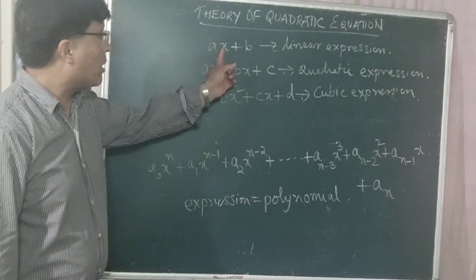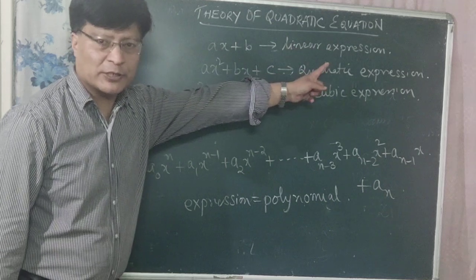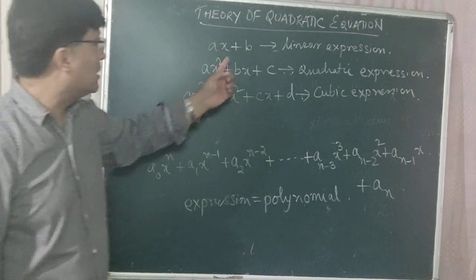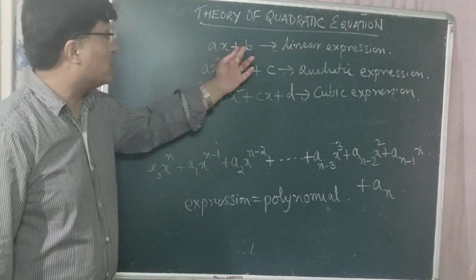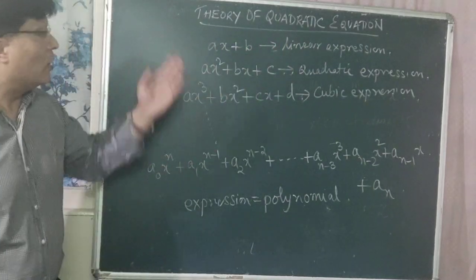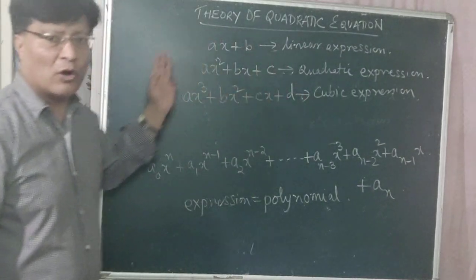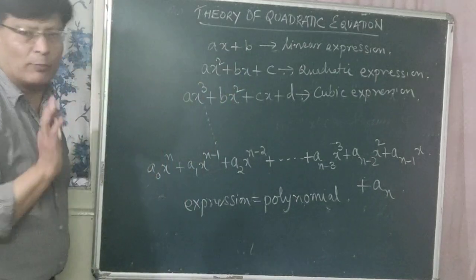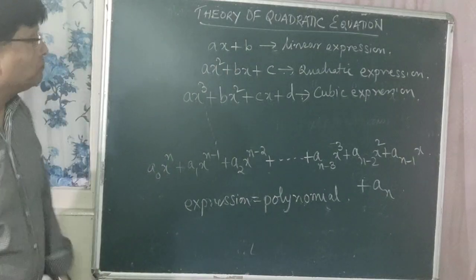Now here the power of x is 1. This is known as a linear expression of degree 1, or linear polynomial of degree 1. So ax plus b is known as a polynomial of degree 1, because here the highest power of x is 1.